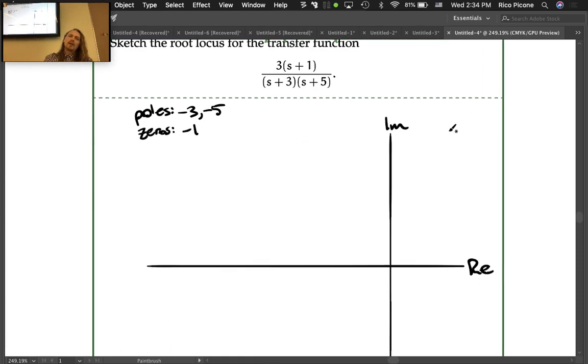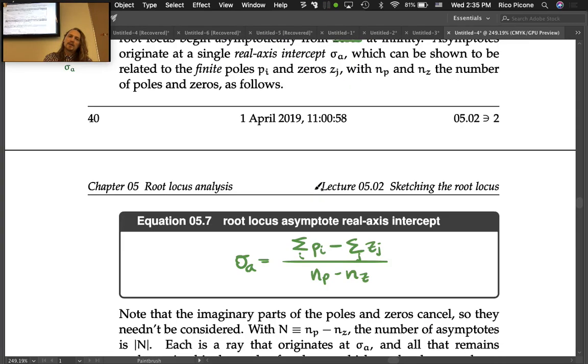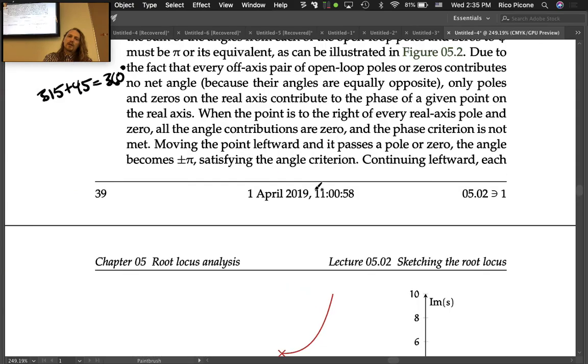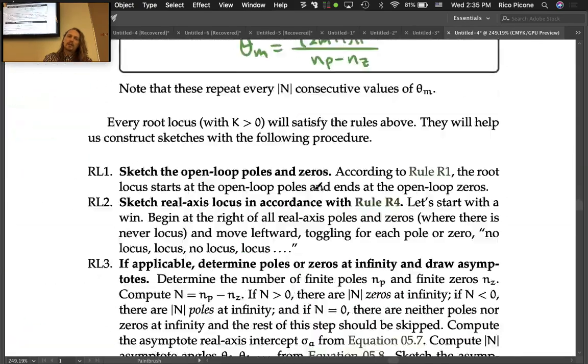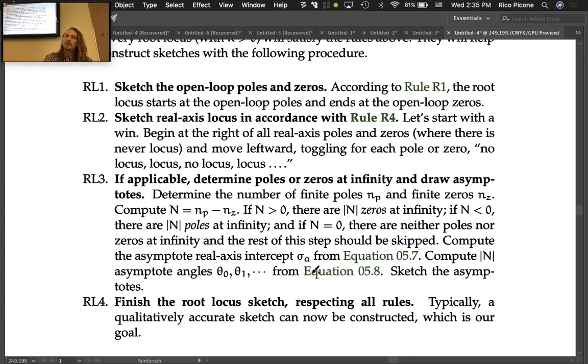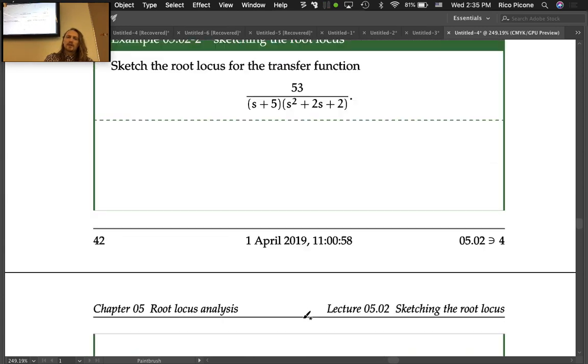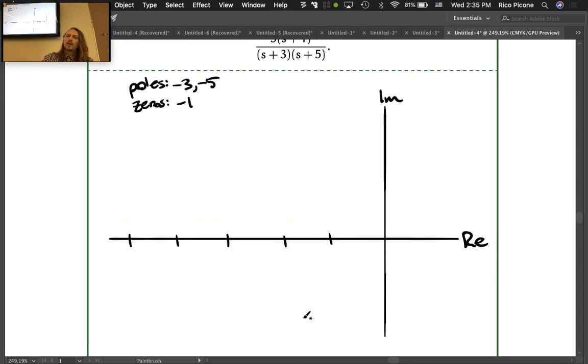And we're going to have to go back to here to -5, so let's say 1, 2, 3, 4. Ooh, kind of got big, didn't it? 5. And we'll draw in our poles and our zeros first, because that is our first step. Sketch the open loop poles and zeros. That's our first step in the procedure. So let's go ahead and do that.